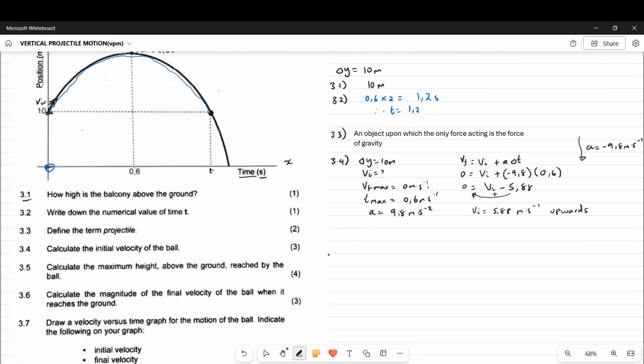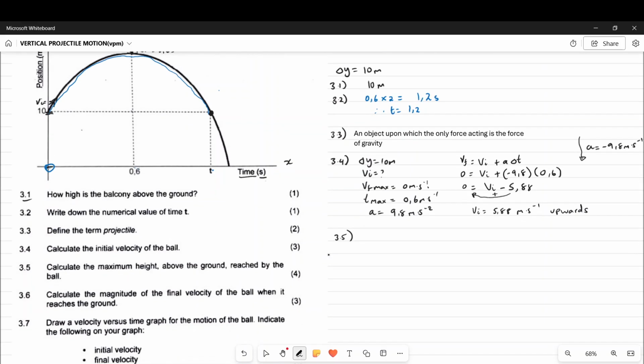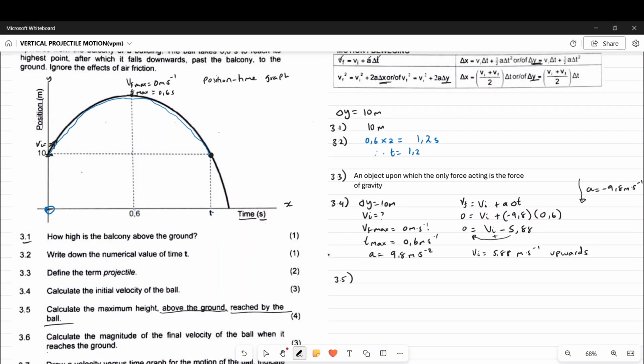So now they want 3.5. It says calculate the maximum height above the ground reached by the ball, right? So they want to know the maximum height above the ground reached by the ball. The keyword here was above the ground. So they want to know the height from here, which is the ground, all the way to here. They want to know that because it says the maximum height.